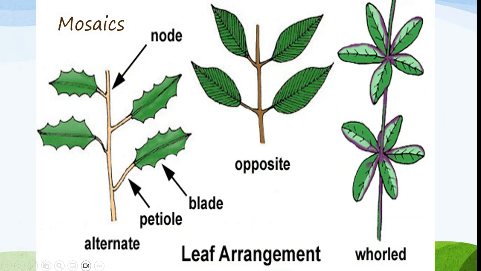All right, so here are our mosaics, right? Also known as a leaf arrangement, we have alternate. That means on the stem like this, they're coming off like this, not right opposite each other. Opposite, they are opposite each other. And whorled right here, these are fun to look at. What is it? The oleander, I think, if you have an oleander, has a whorled leaf.